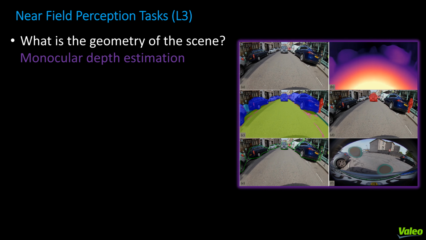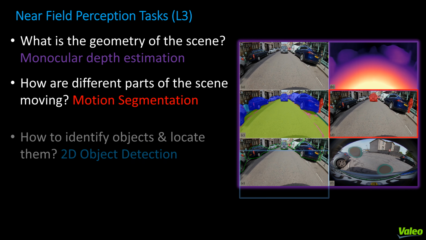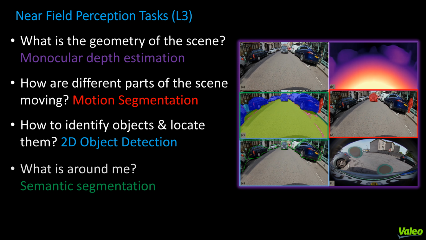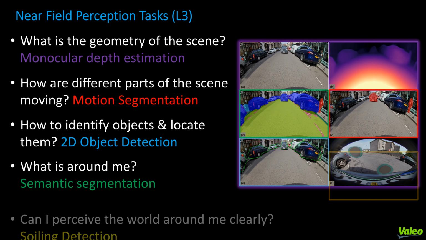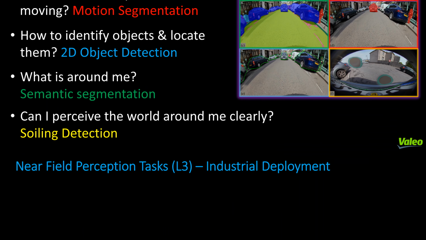A few of the most important questions and challenges that arise for near-field perception are answered by these perception tasks. What is the geometry of the scene? It is given by monocular depth or distance estimation. How are different parts of the scene moving? Motion segmentation. How to identify objects and locate them? 2D object detection. What is around me? Semantic segmentation. Can I perceive the world around me clearly? A scene may be obstructed due to soiling or adverse weather. It can be given by soiling detection.